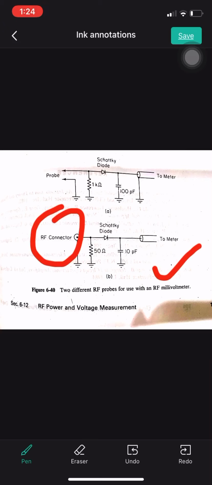And obviously we have a Schottky diode in both cases and the meter. The amplifier here is not shown just for simplification. So this is how the RF voltage and power measurement is carried out.